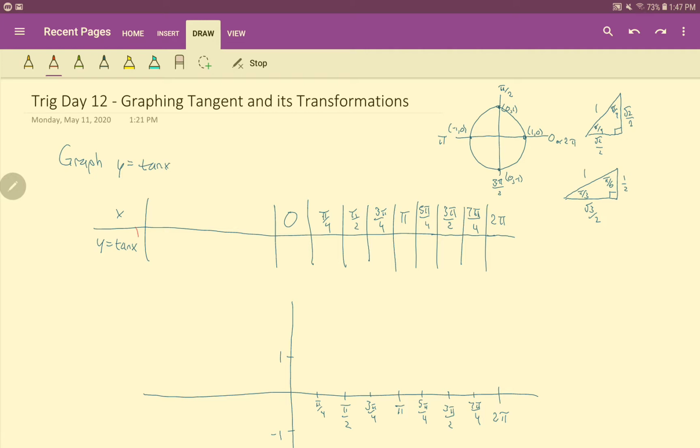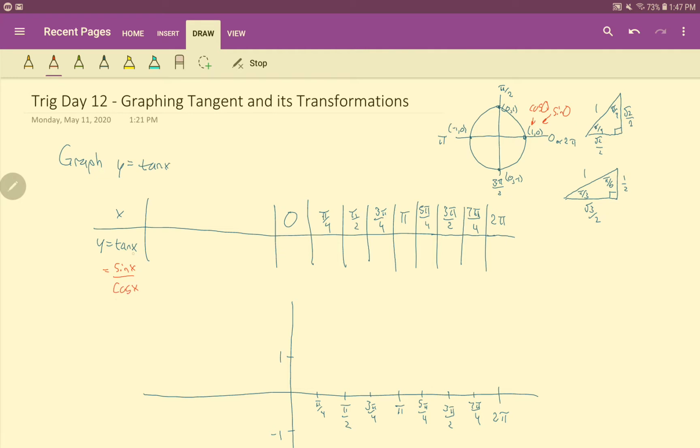Now remember to evaluate tangent at 0, right? Well, here's 0 on our coordinate plane, our unit circle. But the problem is, remember that the x-coordinate is associated with cosine, that's cosine of 0, and this right here is sine of 0. So how the heck do we find tangent? Remember, tangent is sine of x over cosine of x.